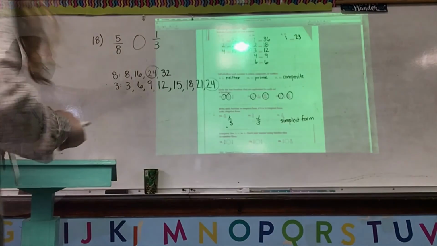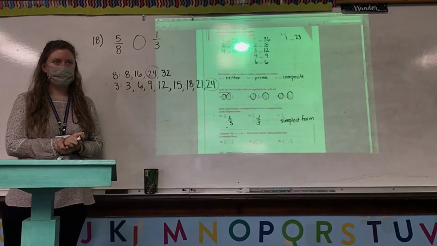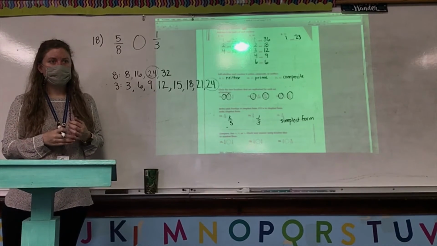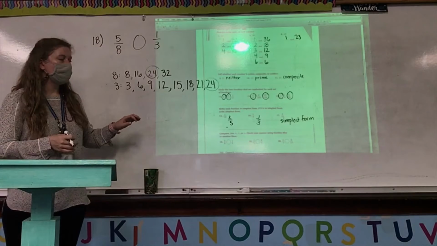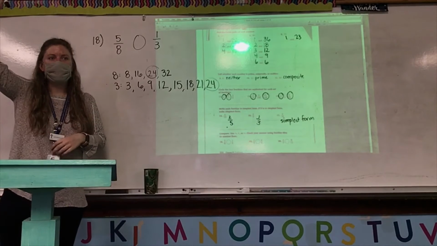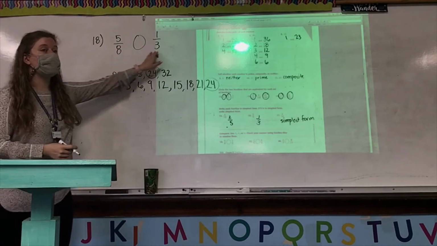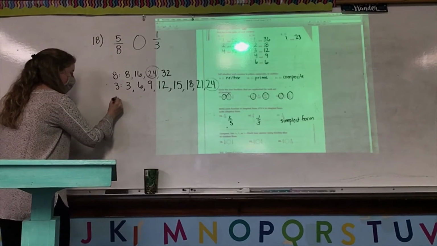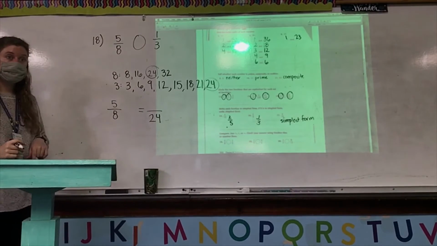What do we have to do with these fractions that we started with, now that we found this least common multiple, this LCM? What is 24 going to be now? Who can help her out? Carla? 24 is going to be the new denominator. So we have to take each of these fractions and turn them into an equivalent fraction with our least common multiple as the denominator, which means we just have to find the numerator.